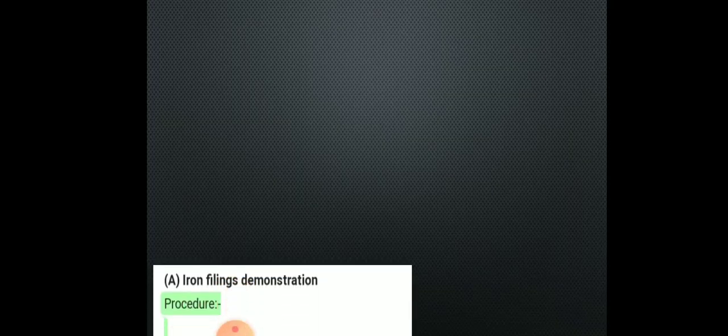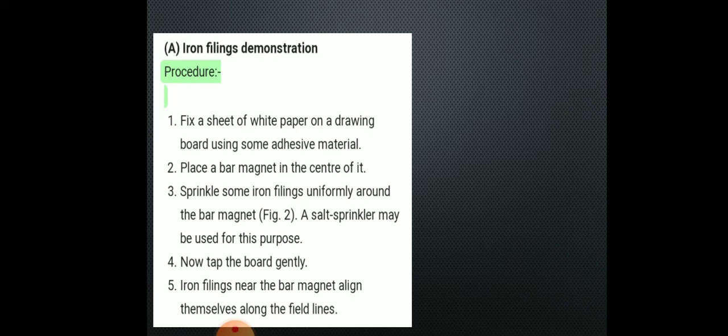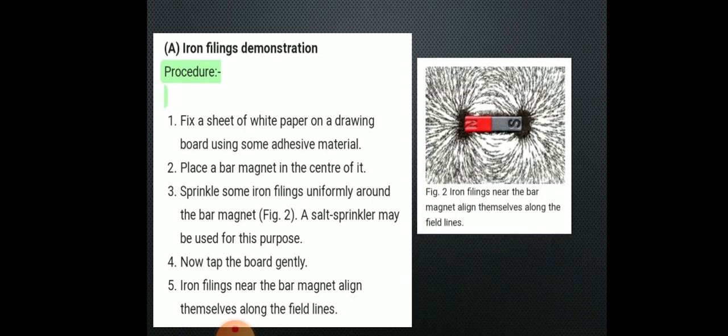In the first activity, how can we find the magnetic field lines using iron filings? Fix a sheet of white paper on a drawing board and place a bar magnet at the center of that paper. Then sprinkle some iron filings on the paper around the bar magnet. Later, tap on the paper. You will find that the iron filings arrange themselves in a pattern.